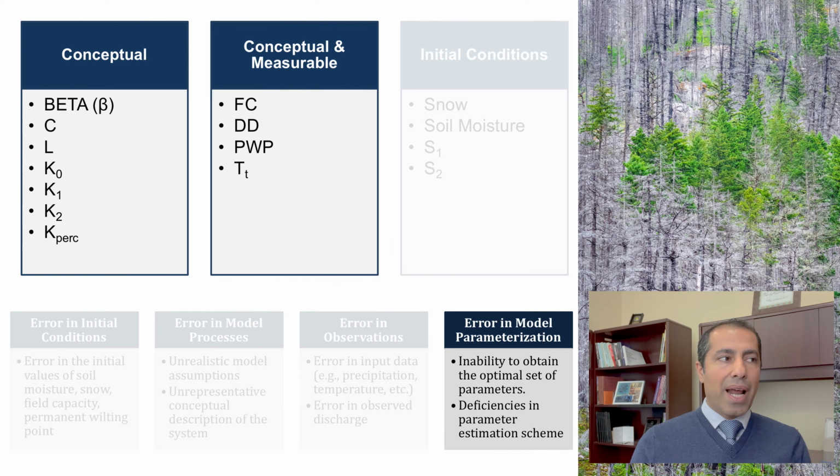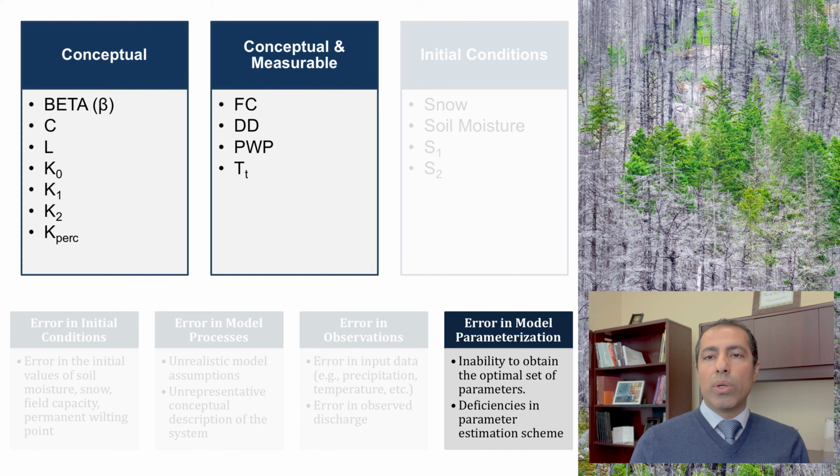There are some other parameters that are not physically based, or at least not easily measurable. Beta is one of those. It serves as a knob in our model. It allows us to control how much water goes into the system, but it doesn't have any physical meaning and you can't really measure it in the field.